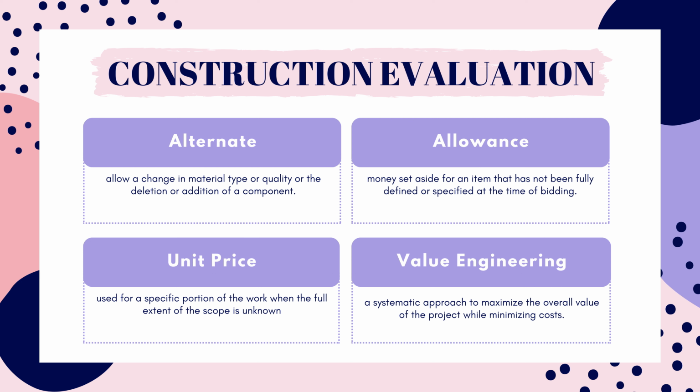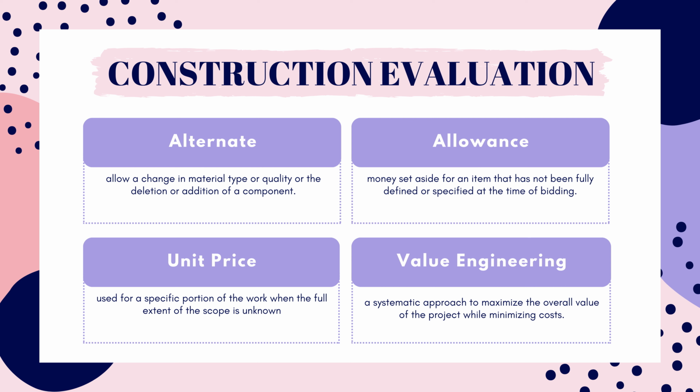Alternates can allow a change in material type or quality, or the deletion or addition of a component. In this scenario, the solar installation would be considered an add alternate since it would be adding a component to the base bid. A deductive alternate reduces the base bid. Alternates can be proactively included in the project by the owner, or the contractor may propose alternates within their bid.